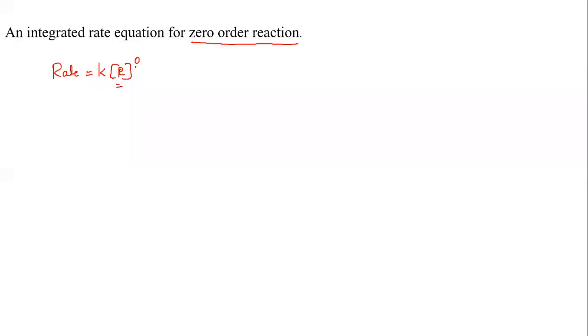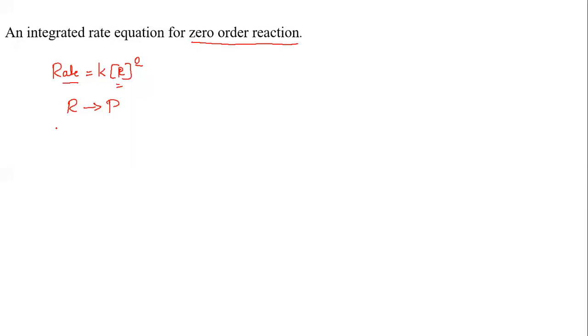Now you remember, if the power is zero, then we call it a zero order reaction. It means the rate, or velocity, depends on the zeroth power of the concentration of the reactant. Remember this. Now let us derive an integrated rate equation for zero order reaction. So let us consider a general equation: reactant gives rise to product.